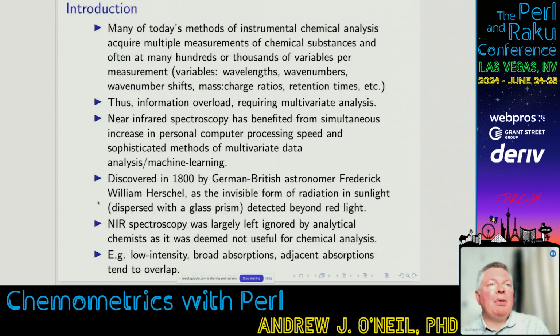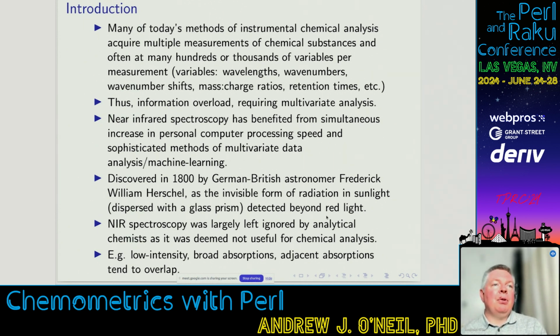So many of today's methods of instrumental chemical analysis acquire multiple measurements of chemical substances, and often at many hundreds or thousands of variables per measurement. In the case of near-infrared spectroscopy, the variable is actually the wavelength in nanometers, but in infrared it can be what's called wave number, or in Raman spectroscopy, it's the wave number shift from the actual laser line.